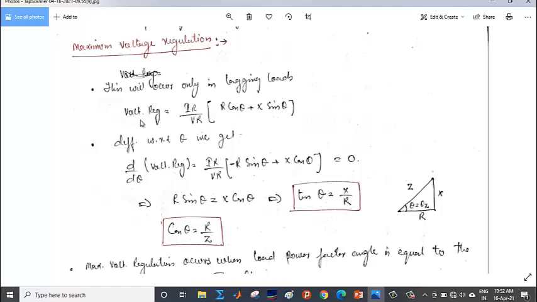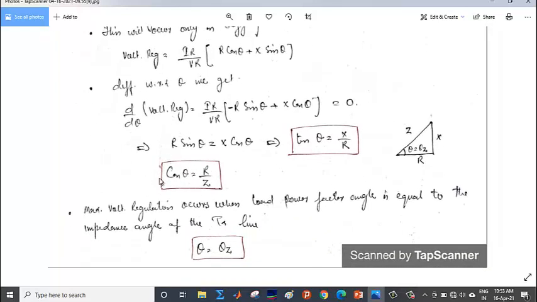So what will be its value? We'll simply differentiate this term. Voltage regulation is given by IR by VR times (R cos theta plus X sin theta). When we differentiate this with respect to theta, it comes out to be IR by VR, same, times (minus R sin theta, because the differentiation of cos theta is minus sin theta, plus X cos theta, because the differentiation of sin theta is cos theta), equal to 0. From this, R sin theta is equal to X cos theta, that means tan theta is equal to X by R, which is also equal to tan theta Z.